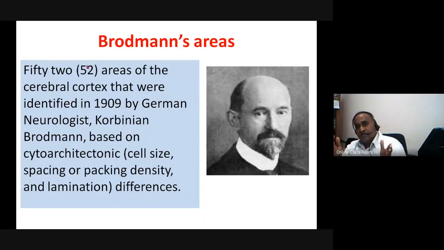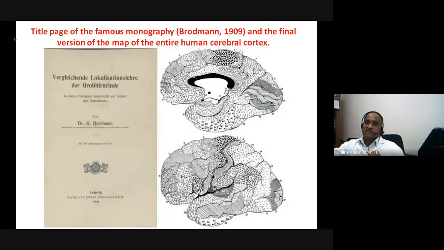He took the entire cerebral cortex and delineated 52 areas in it. And these 52 areas, he published in a book. This is the book which appeared in 1909. This is the famous monograph by Brodmann, 1909. And in this book, you can see that it is in German. And this was the final version of the map of the cerebral cortex, given here.